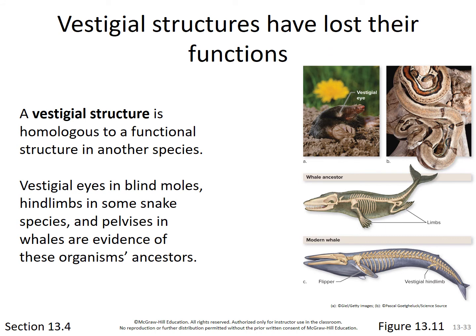Now, a vestigial structure is homologous to a functional structure in another species. So this includes vestigial eyes in blind moles, hind limbs in some snake species, or at least the remnants of hind bones, and pelvises in whales. These are evidence of these organisms' ancestors. The one that I really like with us is we've got little muscles in our dermis called the erector pili muscles. And what these do is cause goosebumps. So anytime that you get really scared or really cold, you'll get goosebumps. And this is a remnant of when our ancestors had fur.